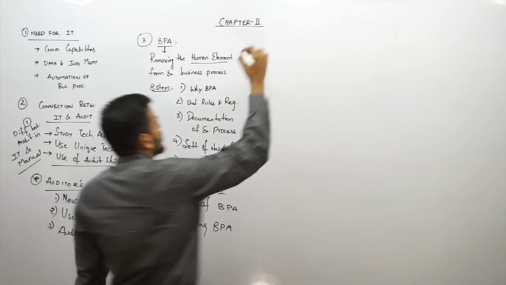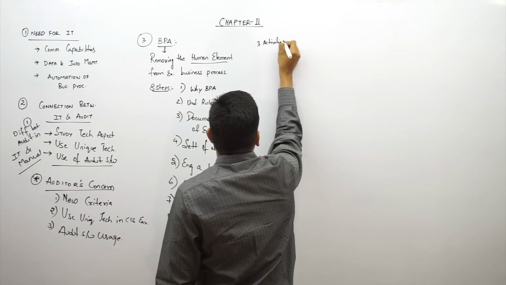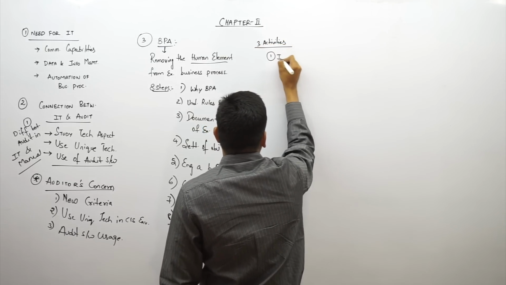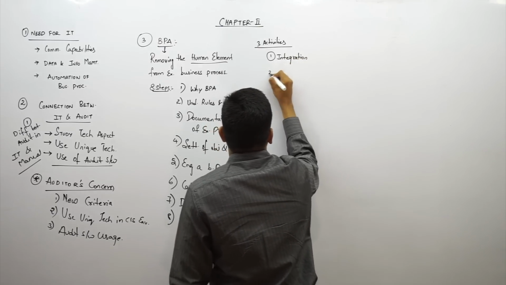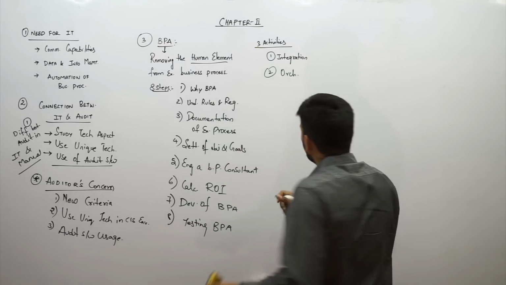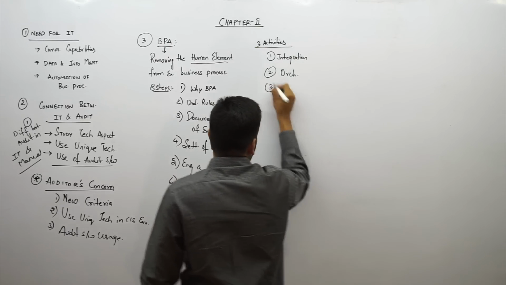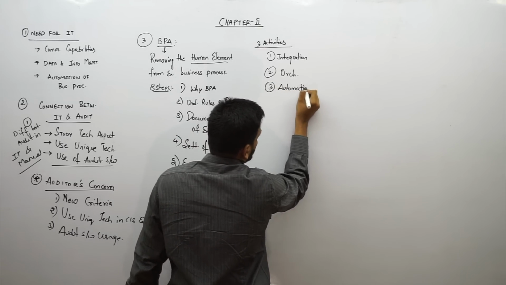So when you come to the 3 activities, 1 is integration, that is bringing different things under the same roof. Orchestration, that is about using different platforms to merge together and bring it together. And of course, automation is all about use of computers.